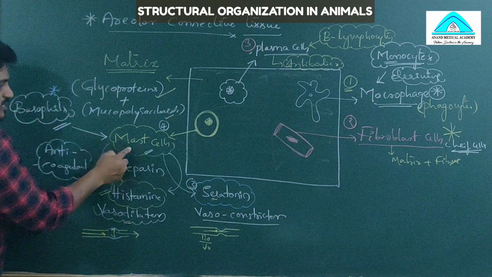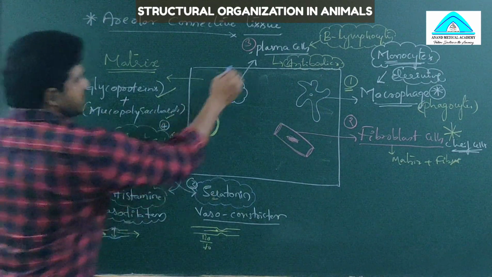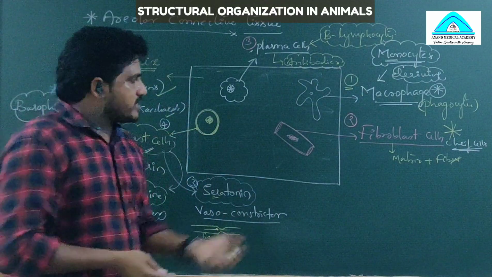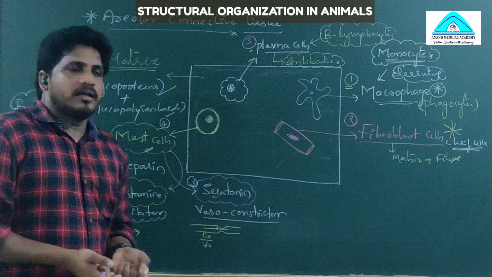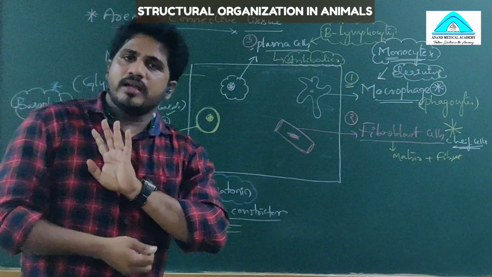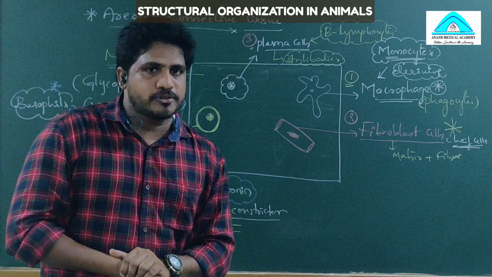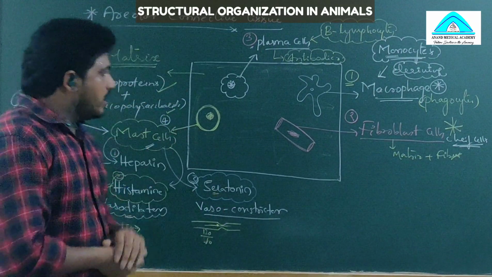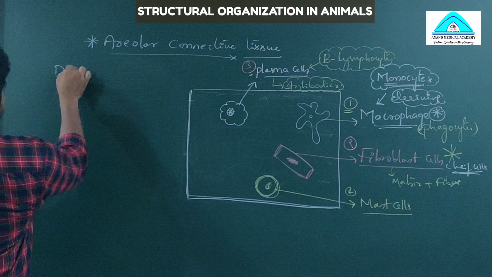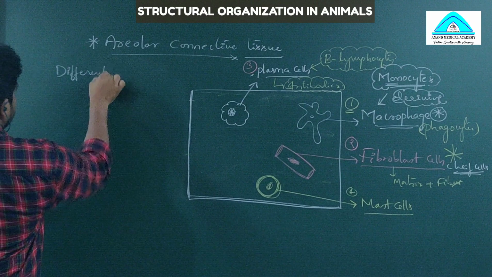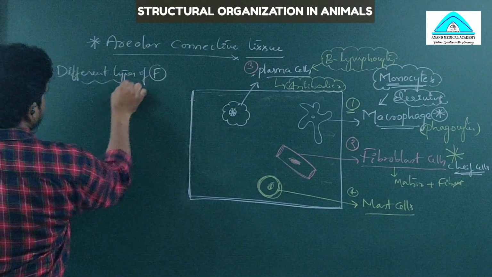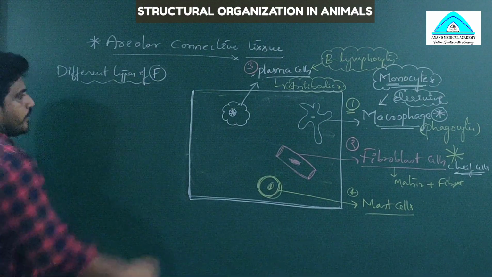So basophil function and mast cell function are similar. Plasma cells are derived from lymphocytes. Macrophages are derived from monocytes. Fibroblast cells are generally present. Because of them, matrix and fibers are present. These are the 4 different types of areolar connective tissue cells and their respective functions, guys. Now let us see what are the different types of fibers and their role. If we see the different types of fibers present in the areolar connective tissue.